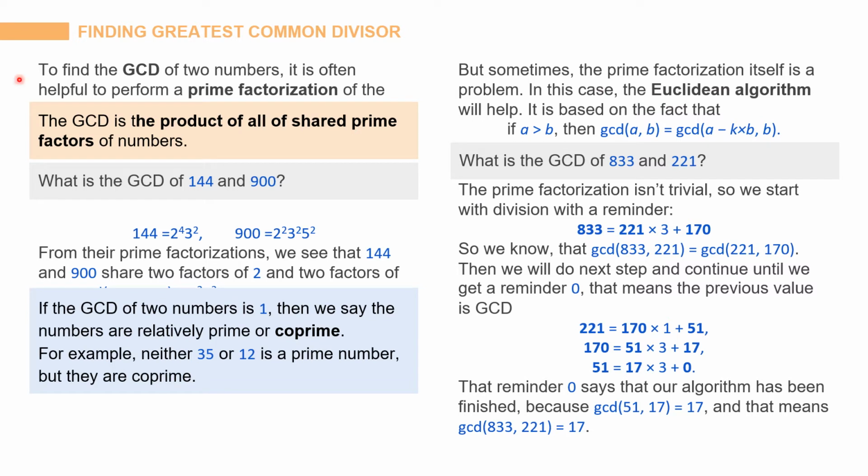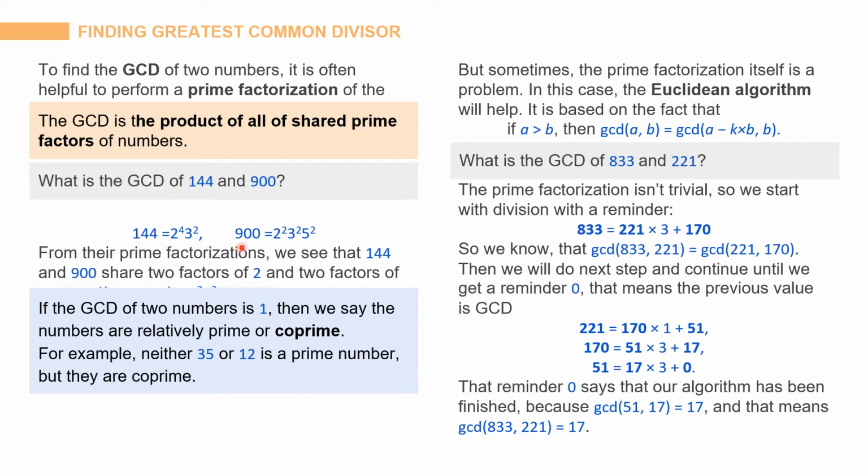So now that we know what the greatest common divisor is, how are we going to find it? To find the greatest common divisor of 2 numbers, it's often helpful to perform a prime factorization of the numbers. The GCD is the product of all the shared prime factors of the numbers. So let's look at this example. What is the GCD of 144 and 900? Well, 144's prime factorization is 2 to the 4th times 3 squared. The prime factorization of 900 is 2 squared times 3 squared times 5 squared.